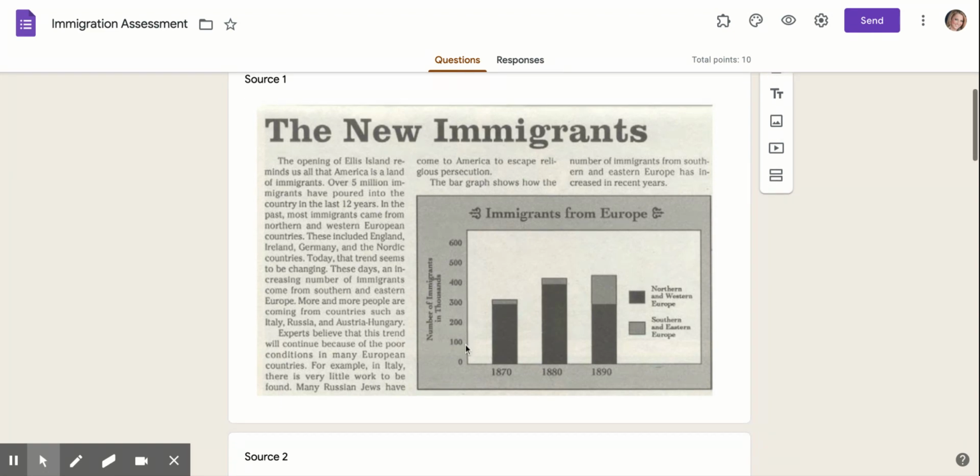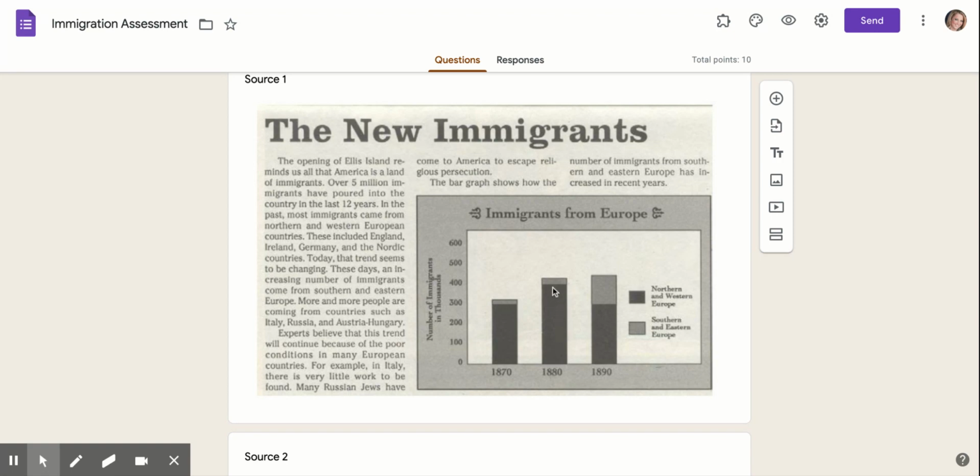All right, so if I look at the bar graph here, I have three time periods: 1870, 1880, and 1890. And I have two colors that represent two different groups of people. The light gray represents people from Southern and Eastern Europe, and the darker color represents Northern and Western Europe. So I have my numbers along the left hand side here, and I can see in 1870, I have about 300,000 immigrants coming into the United States, and almost all of them were from Northern and Western Europe, with just a little portion from Southern and Eastern.